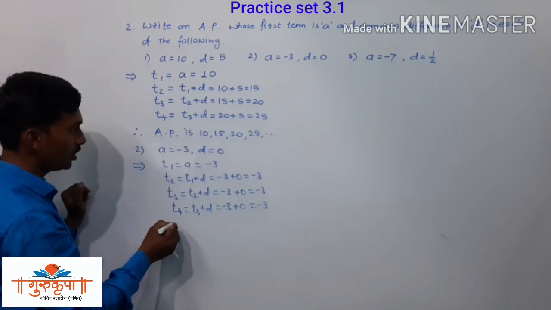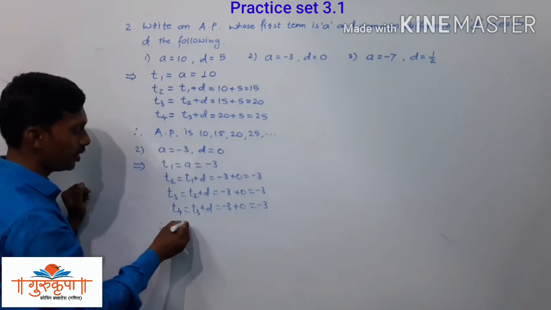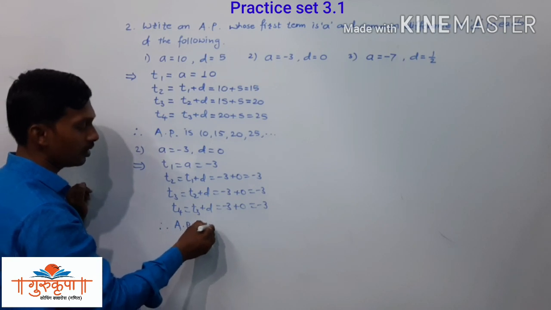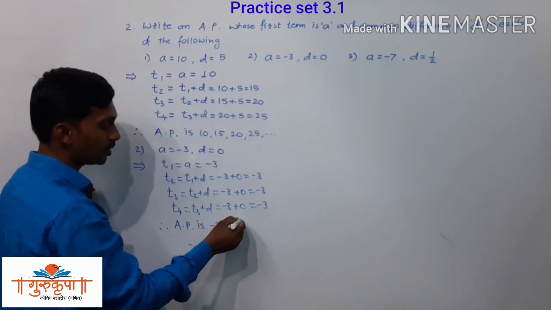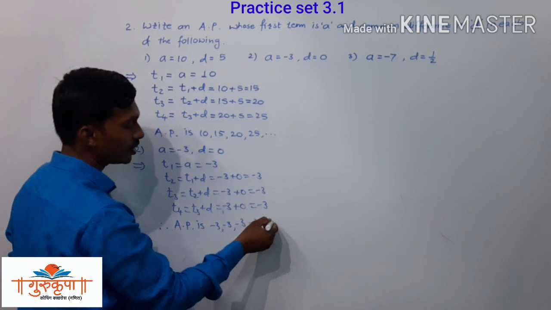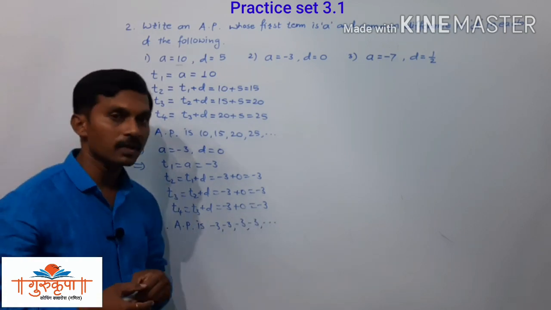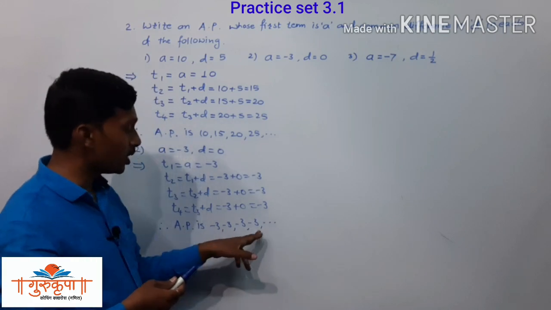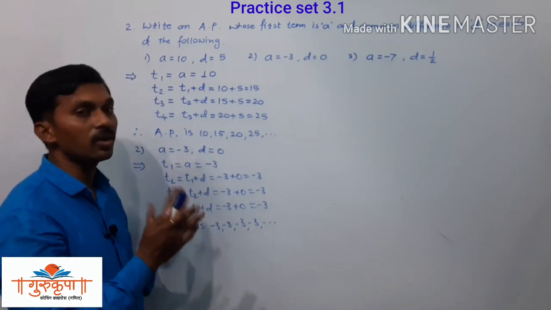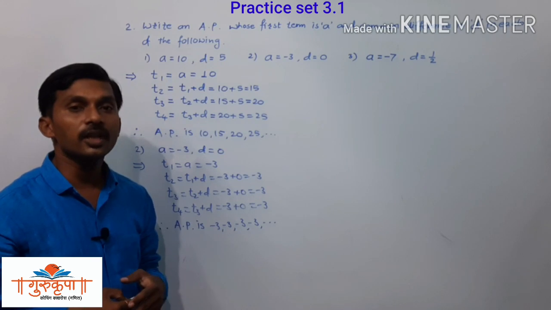So here you can write, therefore the AP is minus 3, minus 3, minus 3, minus 3 and so on. And we already discussed this AP. Since each and every term is the same and the common difference is 0, it is called a constant AP.